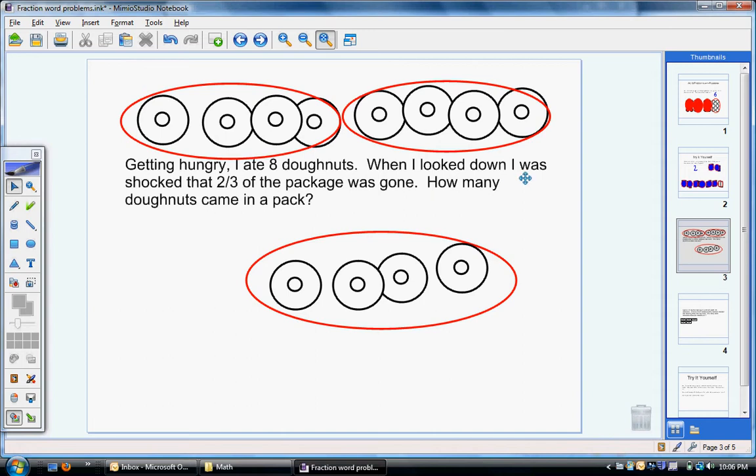Now the question says how many donuts came in a pack. So I want to know the total donuts, including the ones I ate. So I ate 8, plus there's 4 more, so that'd be 9, 10, 11, 12. I bought 12 donuts. I ate 8 of them, which was 2/3 of the package.